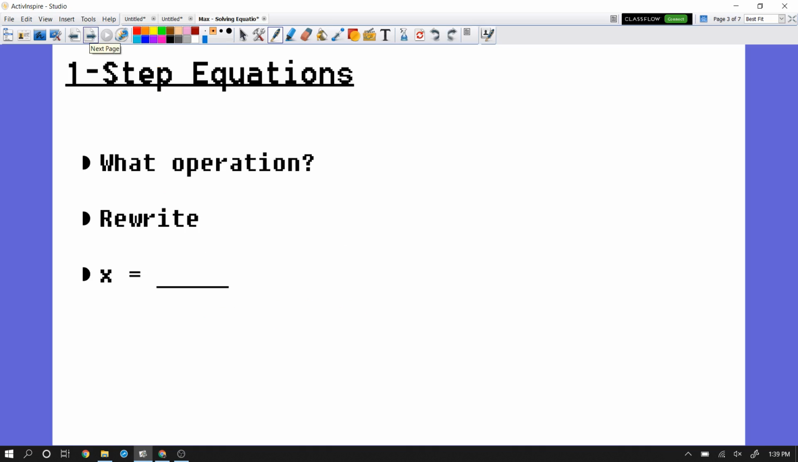So the one-step equations, every single time that we went through this, I asked you, what side is the variable on? You pointed. That's where you start. What operation do you see? You would say it, and then I'd say, what are you going to do? You do its opposite, then you'd rewrite the problem, and you'd have x equals.